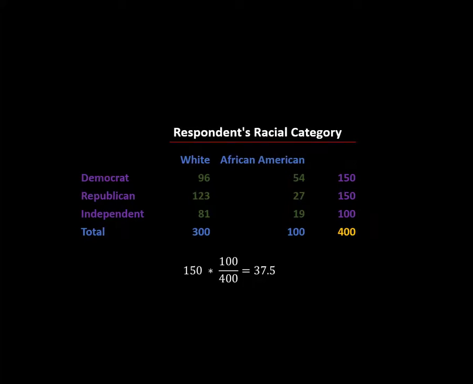To figure the expected values for each cell, you multiply the row marginal for that cell by the column value for that cell and divide by the total n in the sample. This table shows the results for all 6 cells. You'll note that in this case, because there are 150 Democrats and 150 Republicans, the expected cell values are the same for whites and the same for African Americans. That's just purely a coincidence.